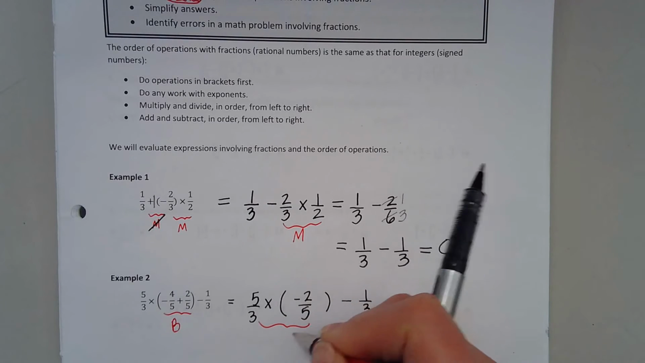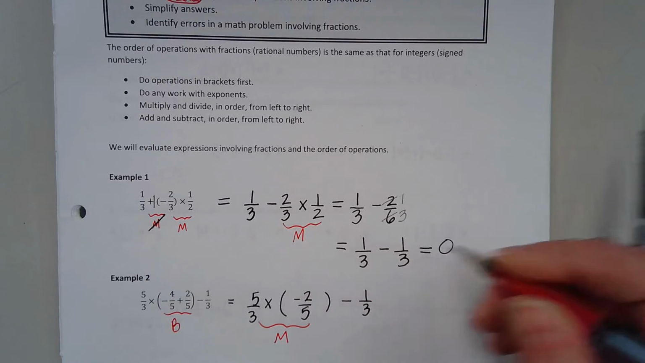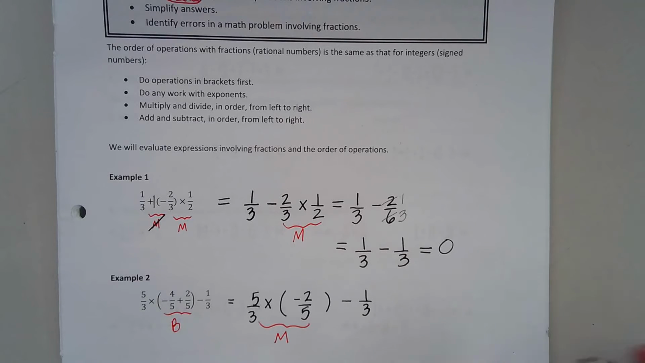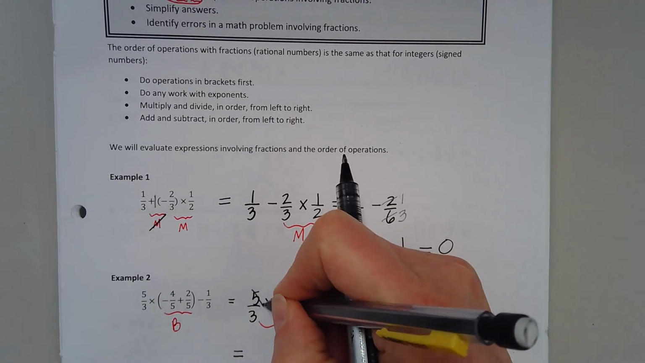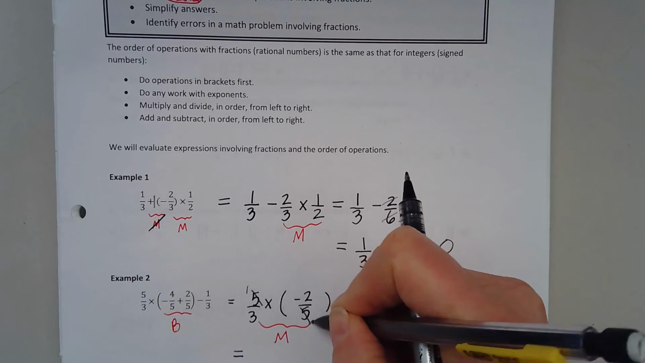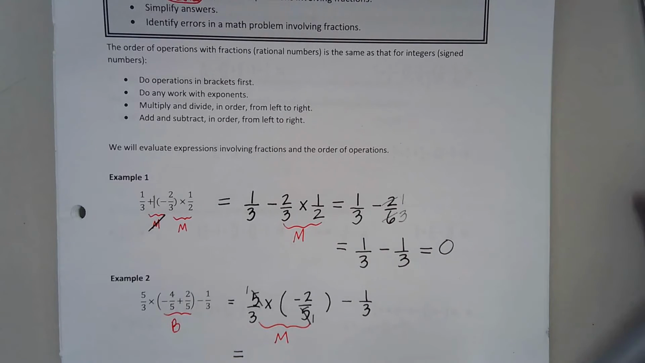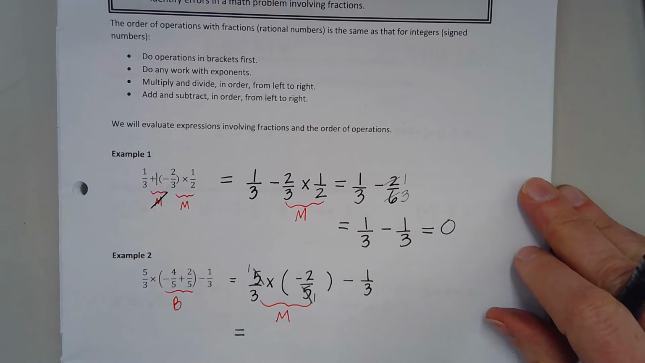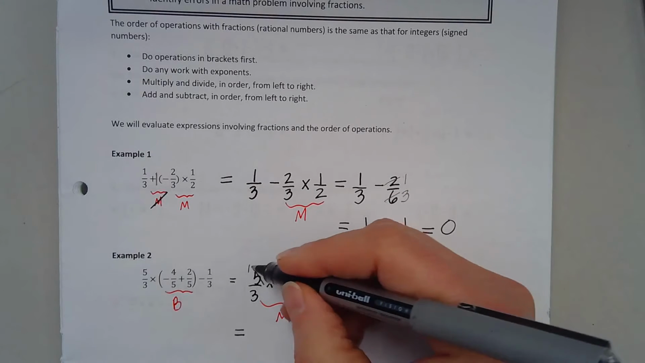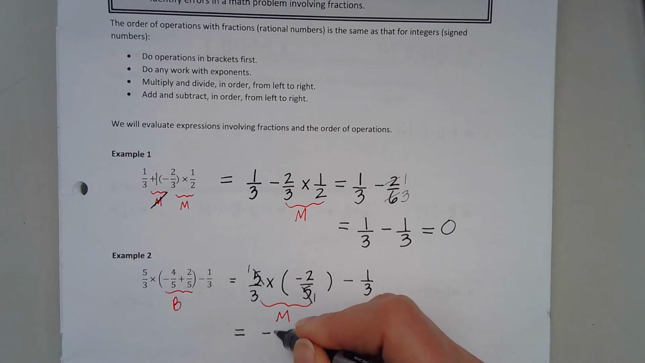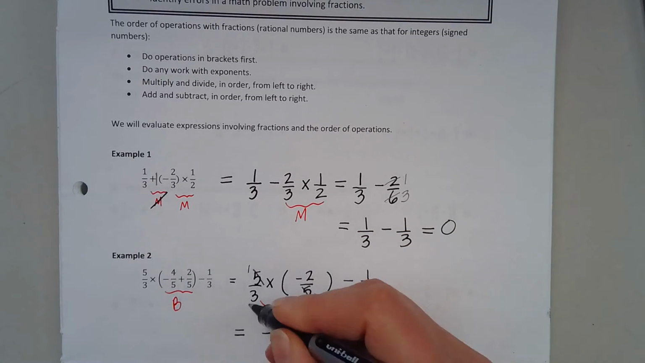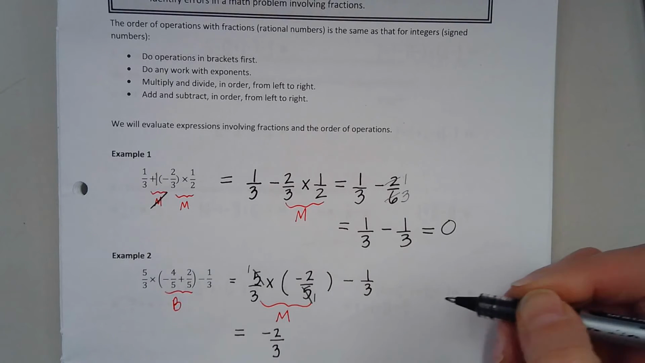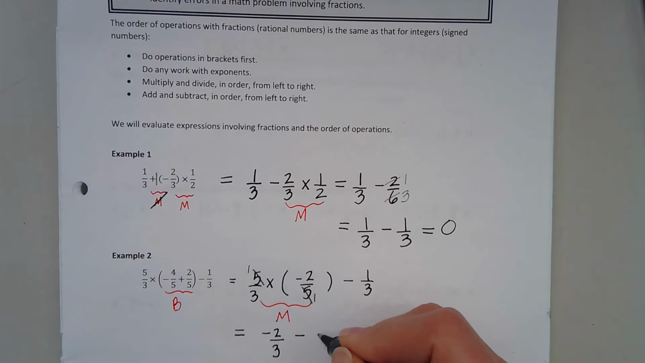So we're going to do the multiply next, right? That's the next in the order of operations. So what do I have here? I have equals. This time I'm going to cancel my 5s out because I think it's easier to cancel out when you can when you're working with fractions. So here I would get 1 times -2, -2 over 3 times 1, minus 1/3.